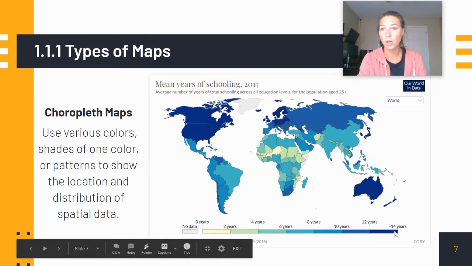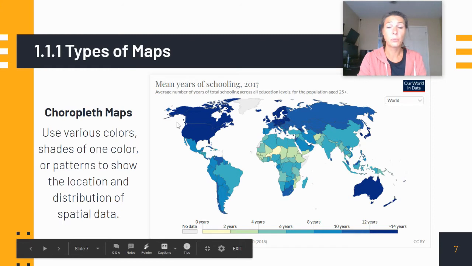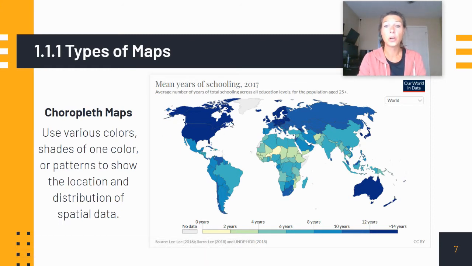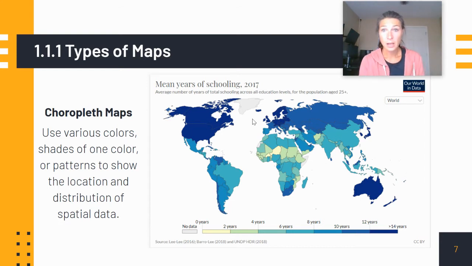And then if you look down here, this is what the gradations of the colors mean. So if you're in this dark blue, that means people spent greater than 14 years in school typically. Right. And you can see that when you're looking at this map, again, darker always means more. So the darker colors on this particular map indicate the highest levels, or the most amount of schooling that people might get.